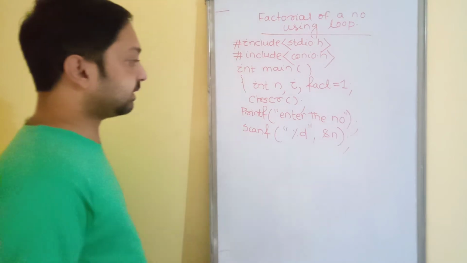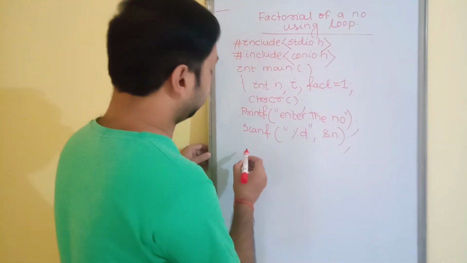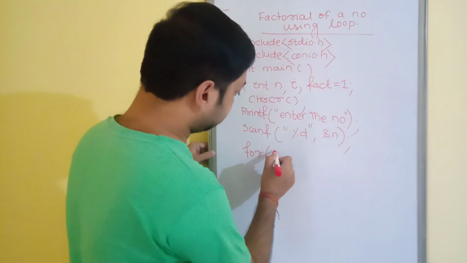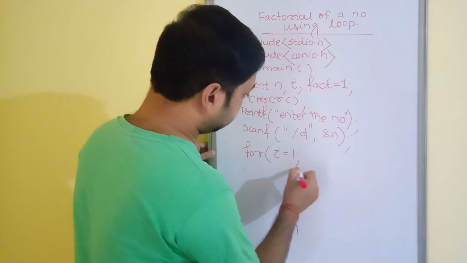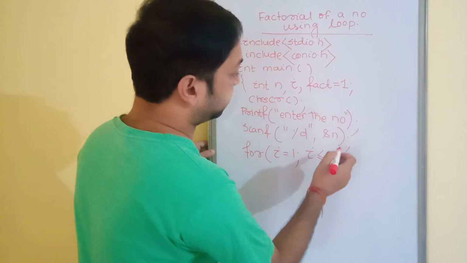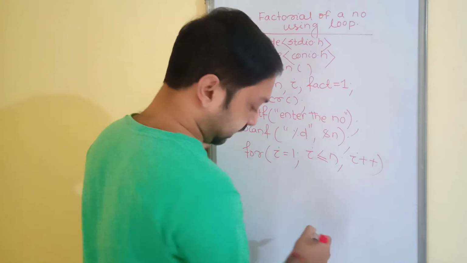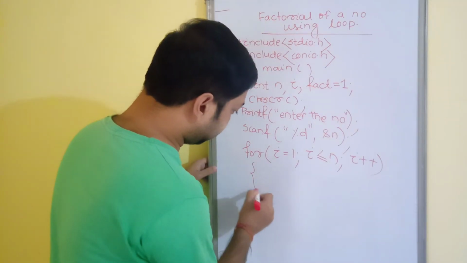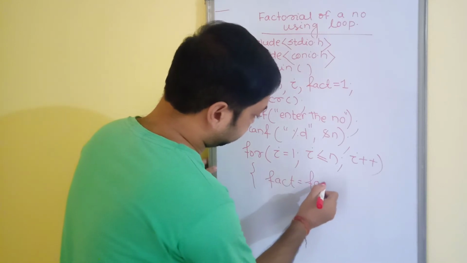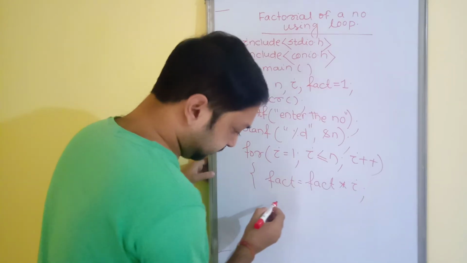Then what is the next task? We have already input the number here. The next task is to take the for loop. So already we know that in a for loop it will start repetition from 1. So int i = 1; i <= n. Suppose our number is n, so up to n it will repeat. Next one is i++. And inside that, what I need is fact = fact * i. Fact equal to fact into i.